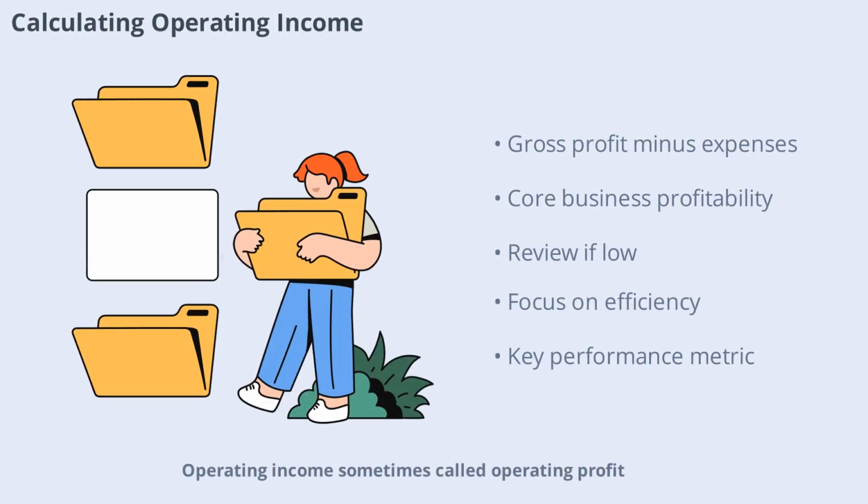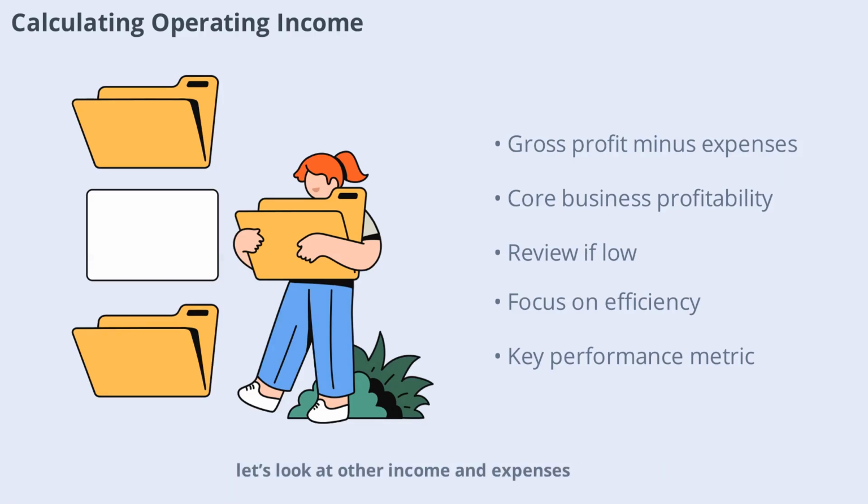Operating income, sometimes called operating profit, is calculated by subtracting your total operating expenses from your gross profit. This figure shows how much profit your business generates from its core operations, excluding any non-operating income or expenses. A strong operating income means your main business activities are profitable. If this number is low, it may be time to review your expense management or operational efficiency.